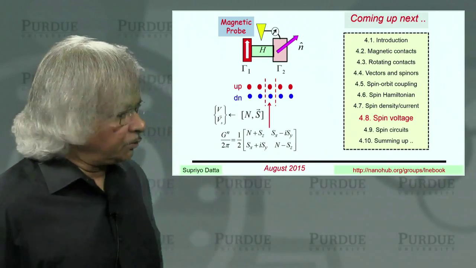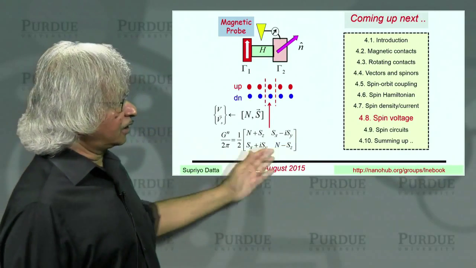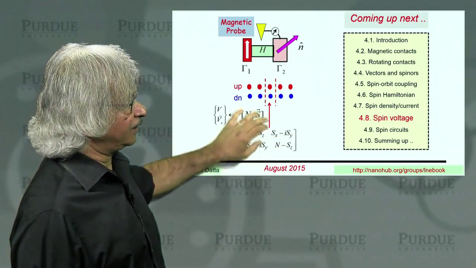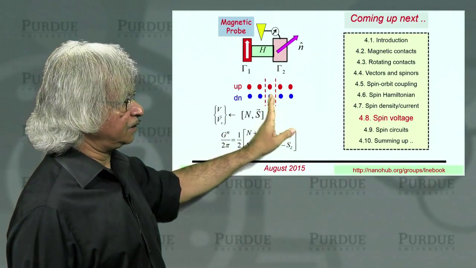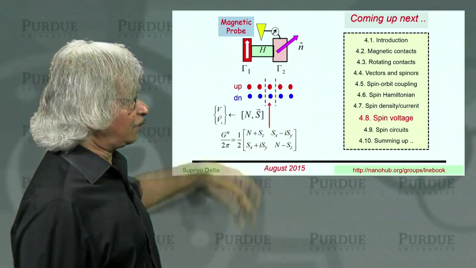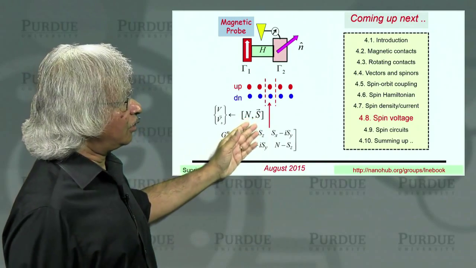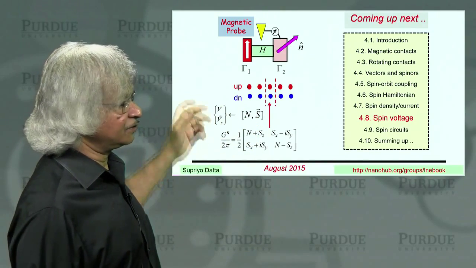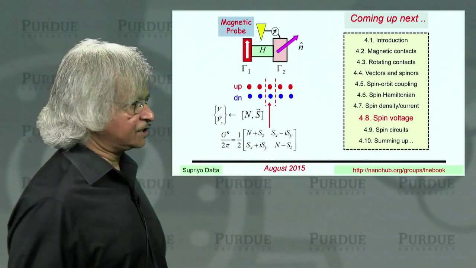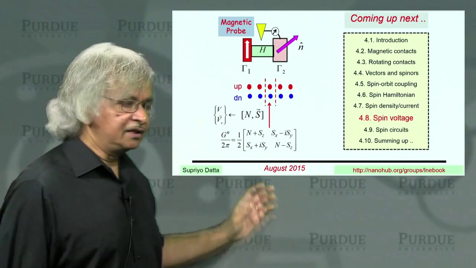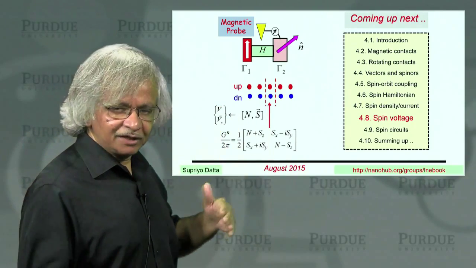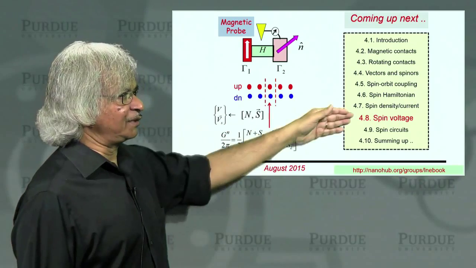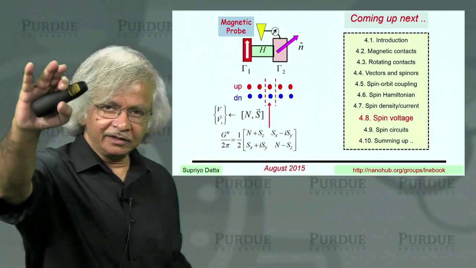So what we have talked about is how from the Gn you can get this n and s at a particular point in your device. And what we'll talk about next is how that then translates into this concept of voltages or the electrochemical potential, the usual potential and the spin potential or the spin voltage. That's what we'll do in the next lecture.